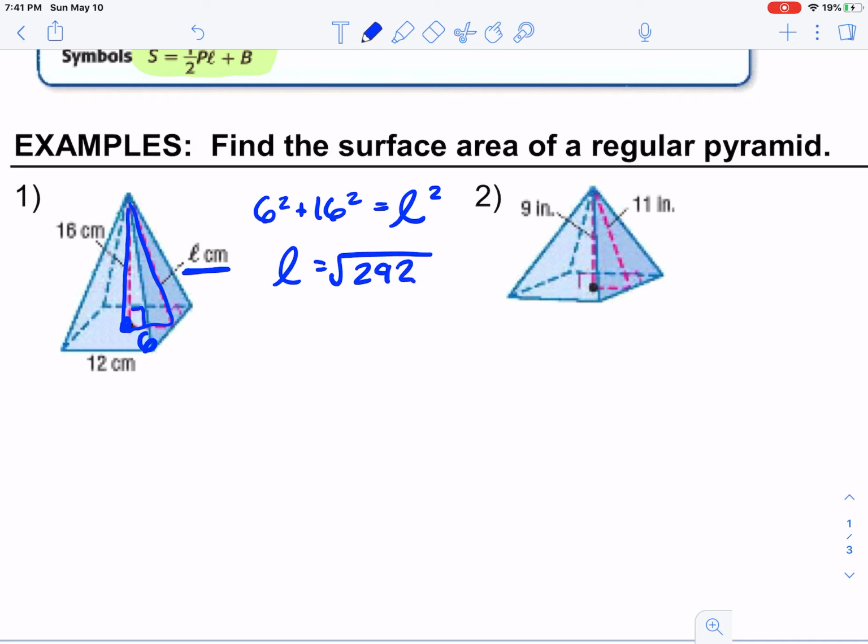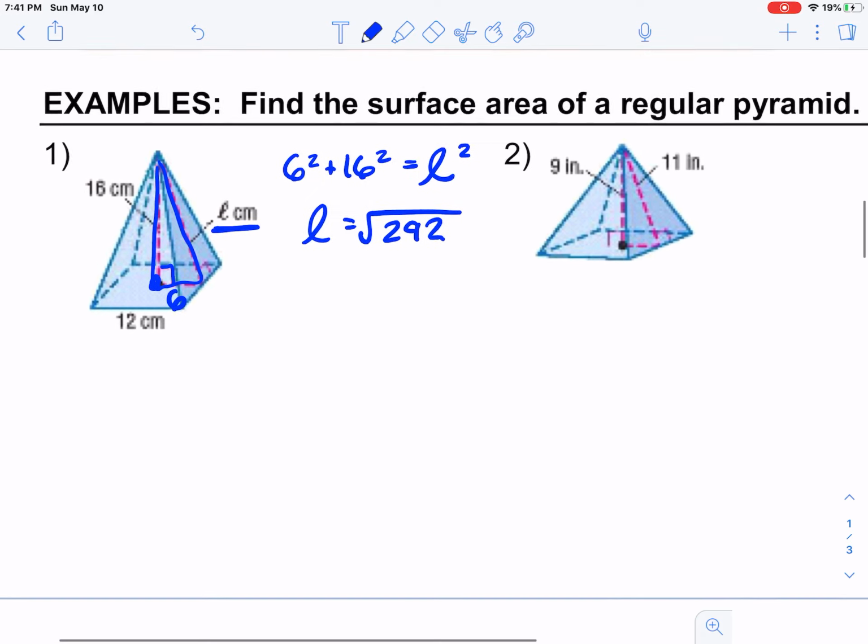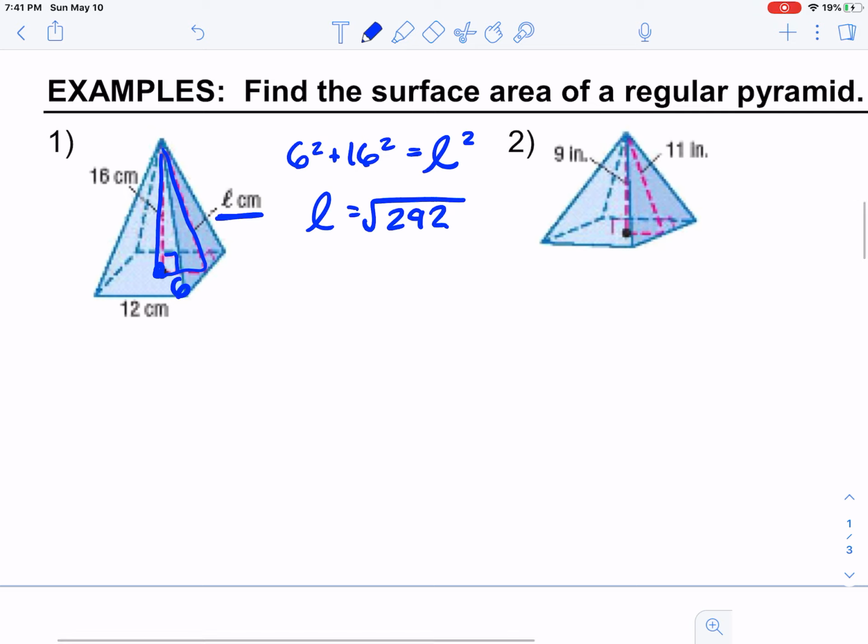Reason I'm not actually finding a decimal answer for this is because we have to plug that into something else, and I want the most accurate answer possible, okay? So for our surface area now, we're going to take our perimeter of our base. So here we can see our base is a square. The side lengths are 12. So I'm going to do 12 times 4. But first, don't forget that half in that formula.